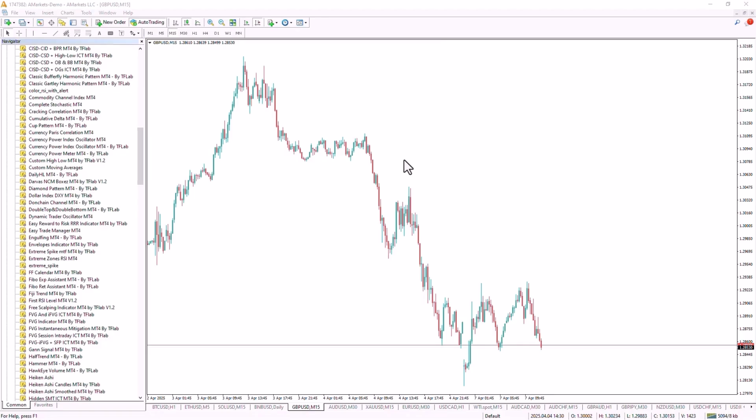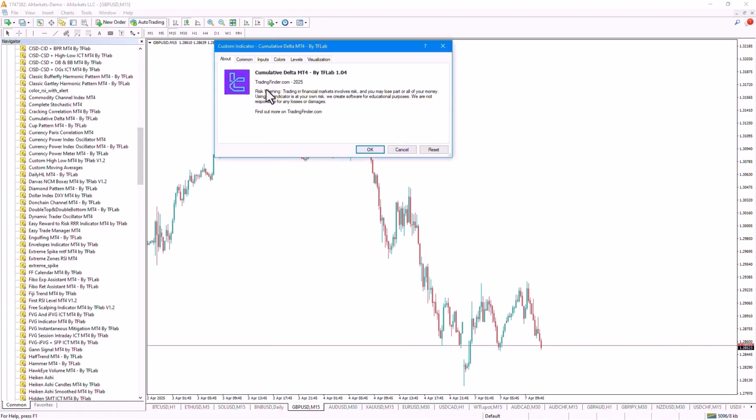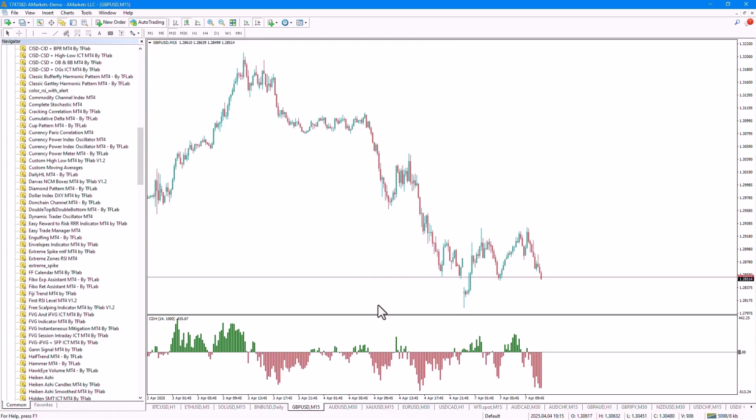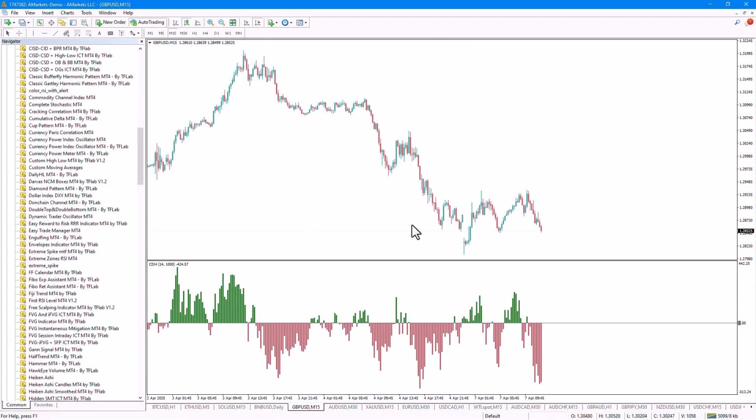From the Navigator section, we select the indicator file, and by dragging the file onto the chart, we execute the indicator. When the indicator is executed, a histogram window opens at the bottom of the chart.